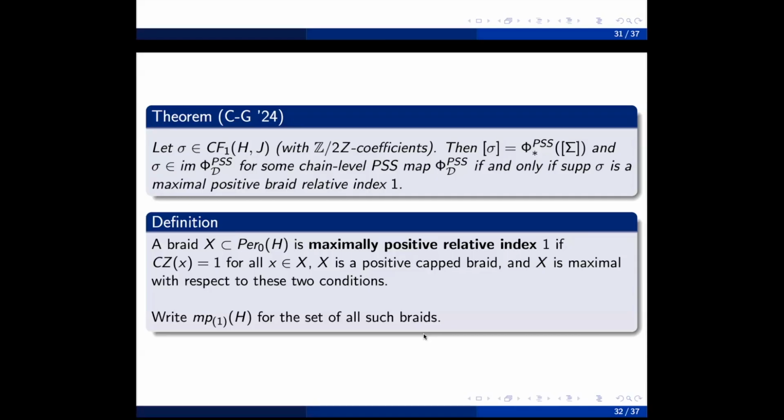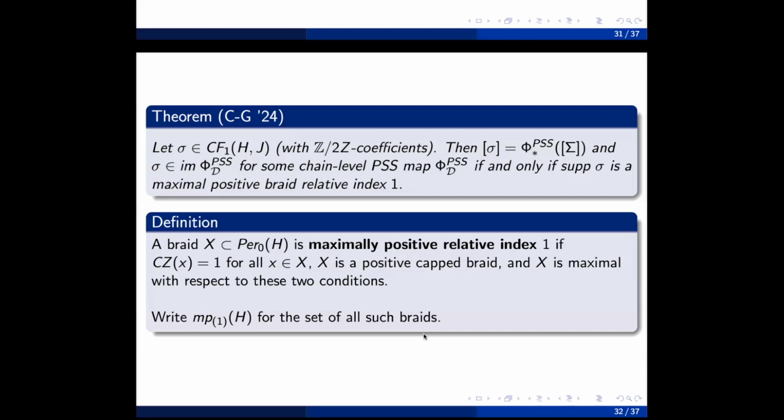So the chain level element might operate dependent on D, but not the whole space. Yeah, exactly. As you change D, you'll hit different maximally positive relative index 1 braids, but they all represent the fundamental class. So if O Schwartz is equal to PSS image, then essentially every homologically non-trivial Floer chain is a positive braid.